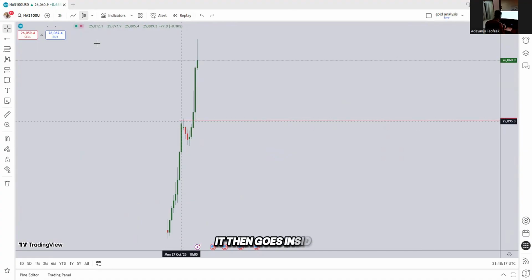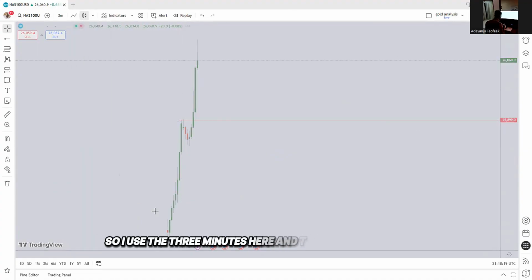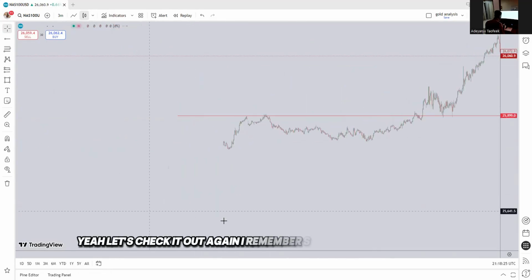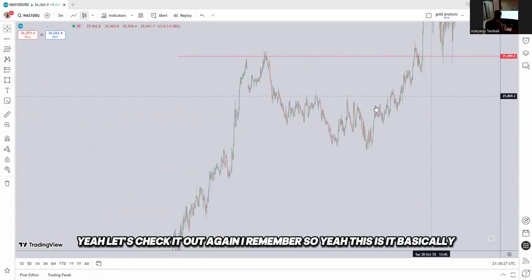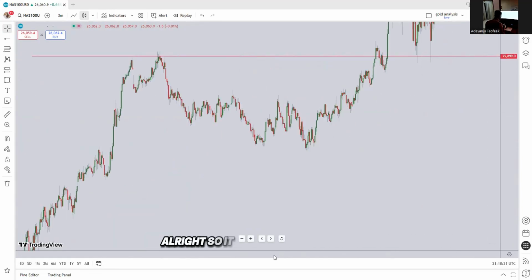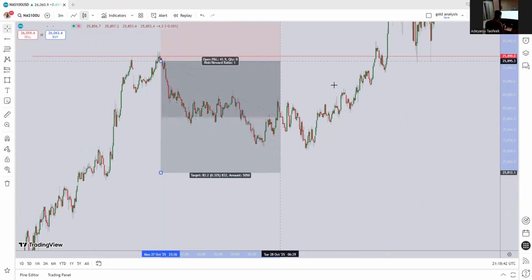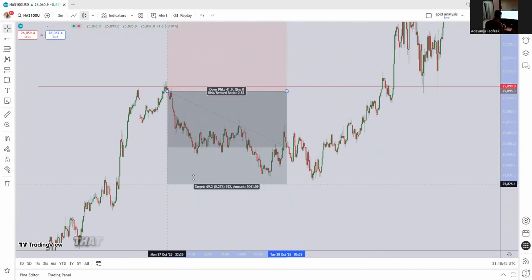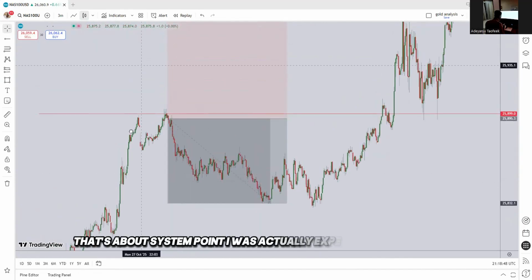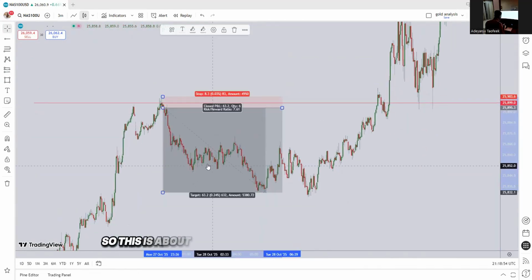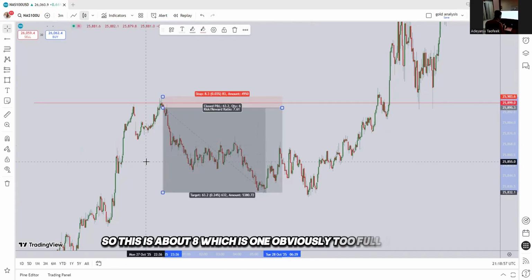It then goes inside. So I use the 3 minutes here. Let's check it out again, I can't remember. So this is it basically. It engulfs on the 3 minutes. It taps it, then it engulfs, and then I sold here. I sold, that's about just the point. I was actually expecting more buys, so that's why I didn't hold this off for long. So this is about 8 to 1.